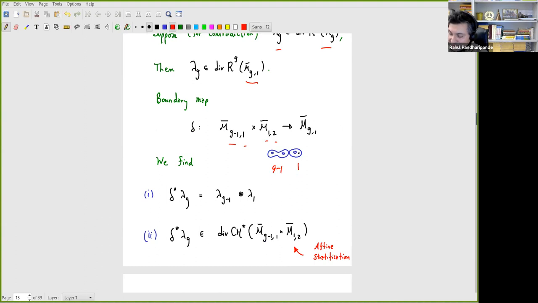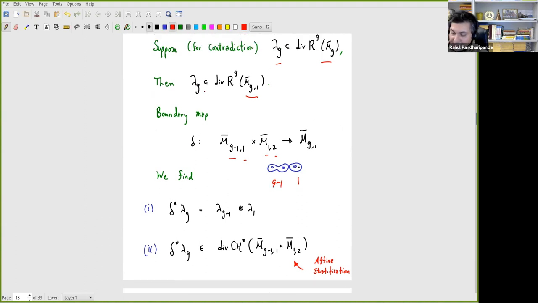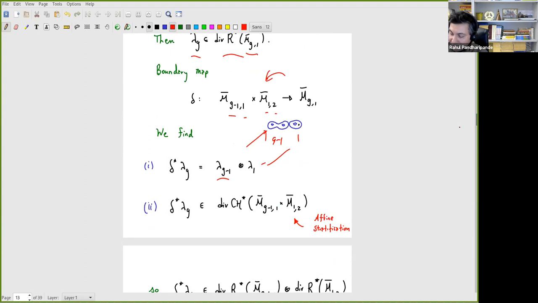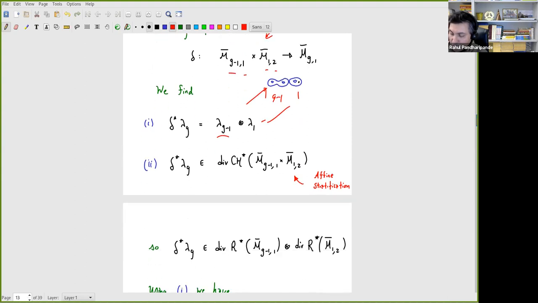And then we can restrict, and that's the whole idea here, is that we have this lambda g on the one side and we have divisors on the other side. And then we can restrict to this boundary. On the one hand, we know how lambda g restricts. That's one of its charming properties. It restricts as lambda g minus 1 on the g minus 1 side and lambda 1 on the one side. And on the other hand, if it started out as a product of divisors, it's still a product of divisors on the boundary. And then M_1,2 is a very simple space. It basically has rational pieces, so it means that there's no mixed divisors. So lambda g is actually in divisors on one side, divisors on the other side, pullback of lambda g.